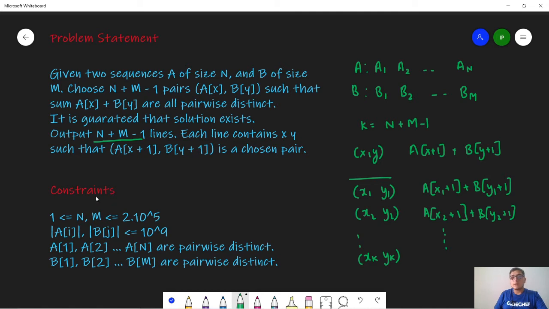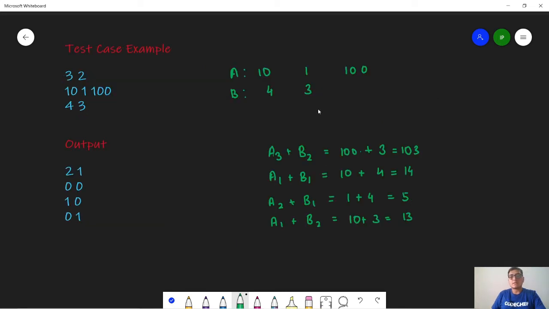The constraints given to us are the size of the sequences can be from 1 to 2 times 10 to the power 5. The range of each element can be from minus 10 to the power 9 to 10 to the power 9. And these elements are pairwise distinct among one another. Moving on to the test cases.